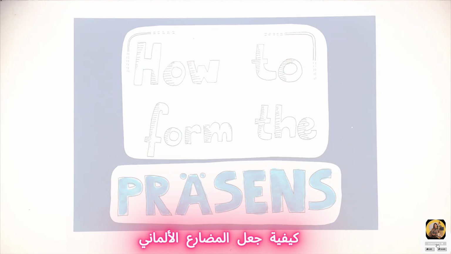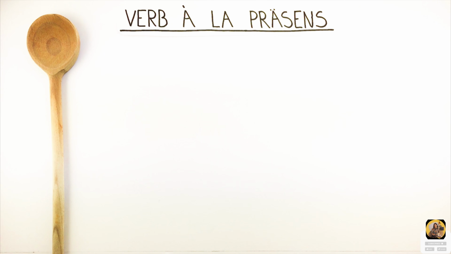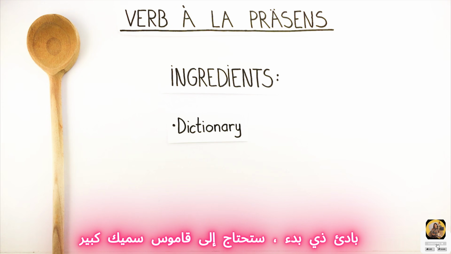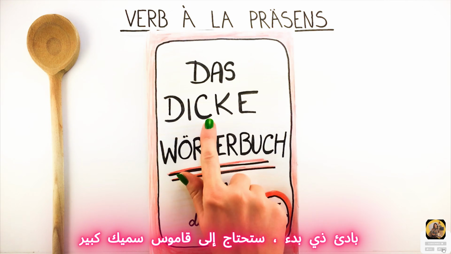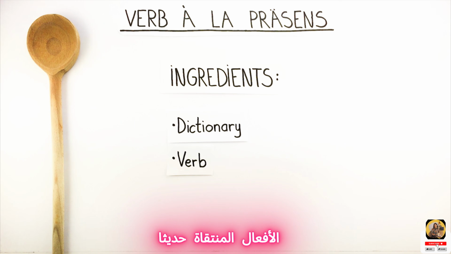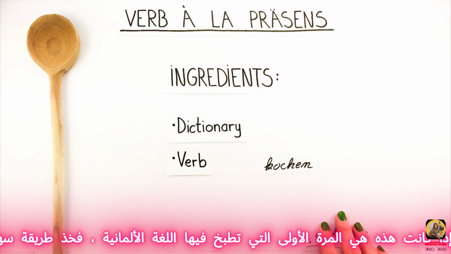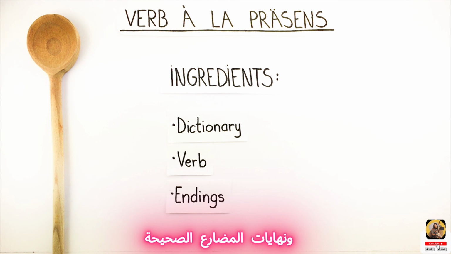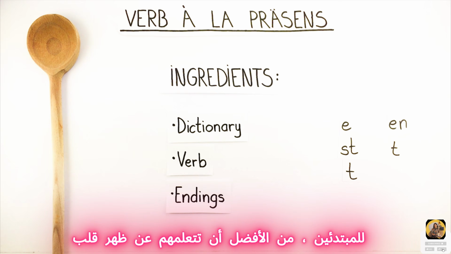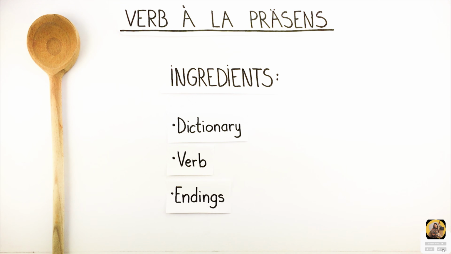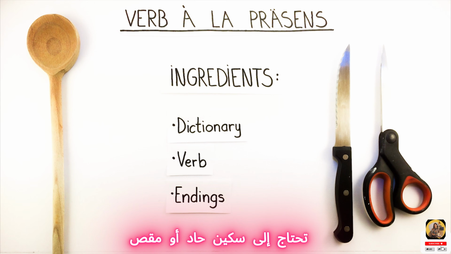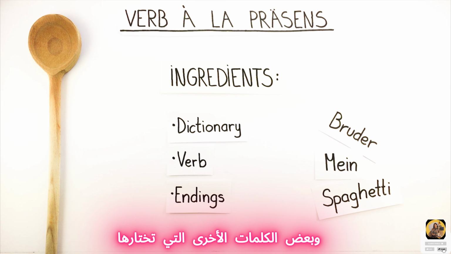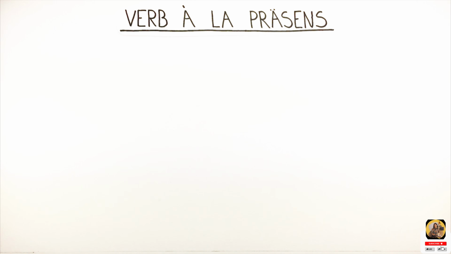How to make the German present tense. First of all, you will need a big, thick dictionary, freshly picked verbs. If it's your first time cooking German, take an easy one. And the correct present tense endings. For beginners, it's best to just learn them by heart. Additionally, you will need a sharp knife or scissors and some other words of your choice.